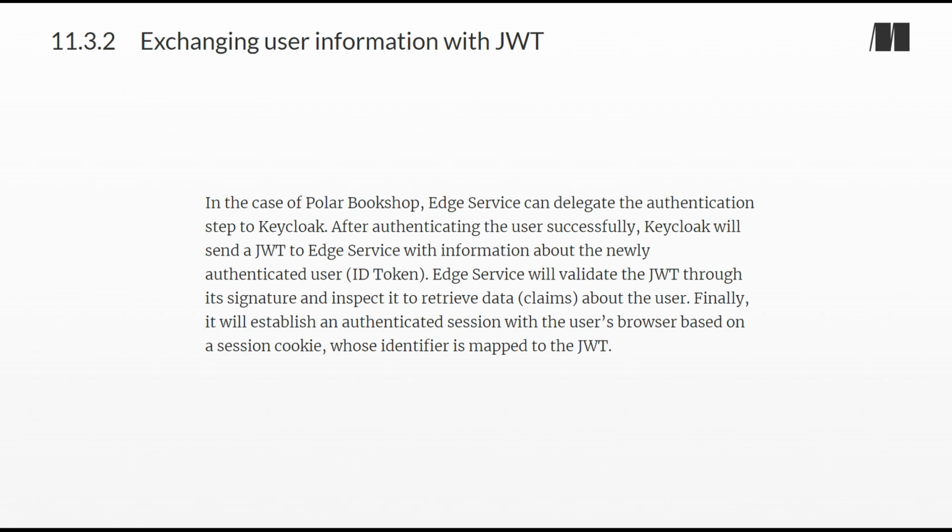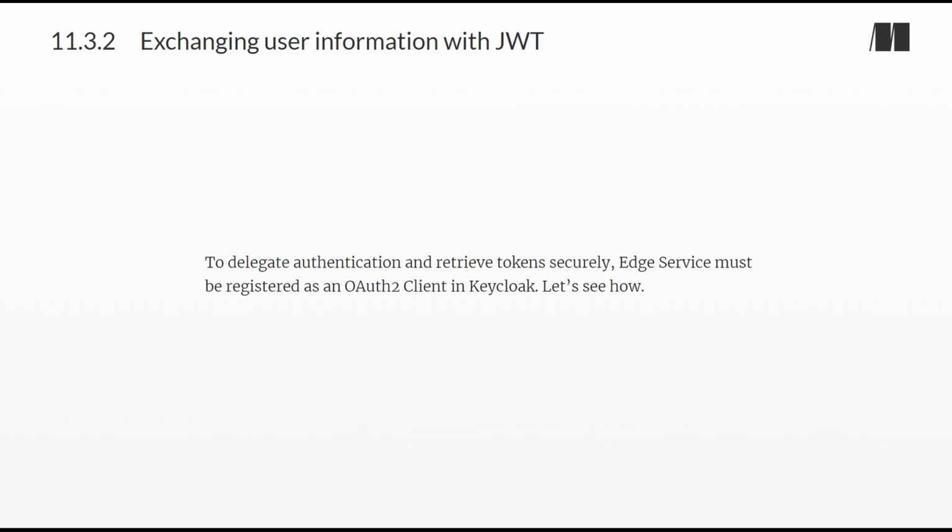In the case of Polar Bookshop, Edge Service can delegate the authentication step to Keycloak. After authenticating the user successfully, Keycloak will send a JWT to Edge Service with information about the newly authenticated user, the ID token. Edge Service will validate the JWT through its signature and inspect it to retrieve data, claims, about the user. Finally, it will establish an authenticated session with the user's browser based on a session cookie, whose identifier is mapped to the JWT. To delegate authentication and retrieve tokens securely, Edge Service must be registered as an OAuth 2 client in Keycloak. Let's see how.